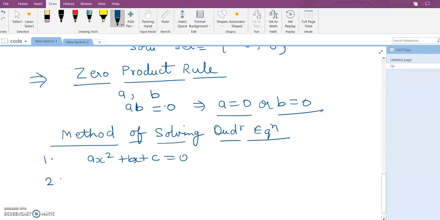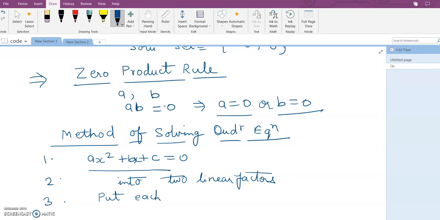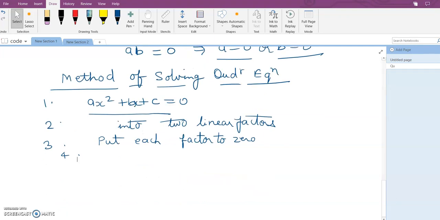Second step will be you have to factorize this ax square plus bx plus c into two linear factors. Then third step will be put each linear factor to 0. That means we are going to apply this zero product rule here. And finally, solve these equations and get the two roots of the given equation. So fourth will be solve the equation and get the roots of the equation. Now we will see a few examples of how to solve it.